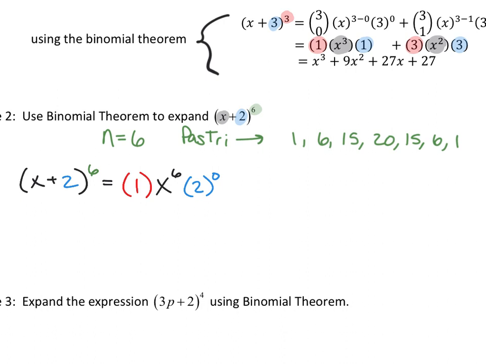Then you're going to make the next term in this series, because it's a sum of things, with the next term in Pascal's triangle, which is 6. 1 less exponent for x. So what's the new exponent for x? 5, because it's decreasing. And then 2 raised to what power? 1. So decreasing x's, increasing a's.